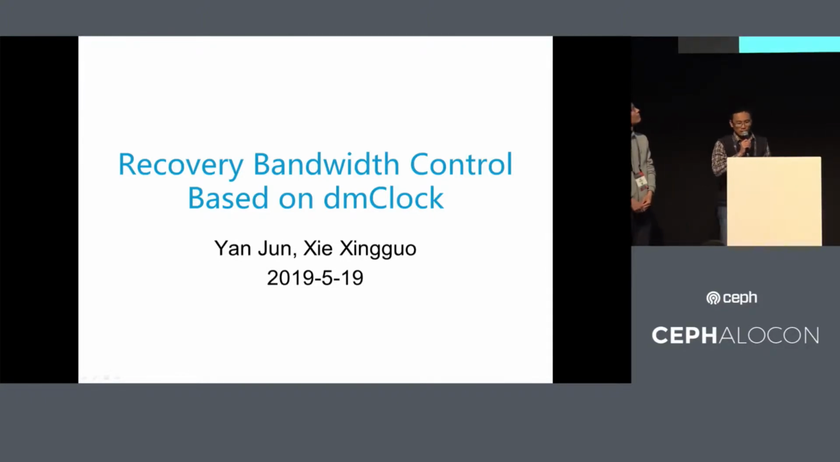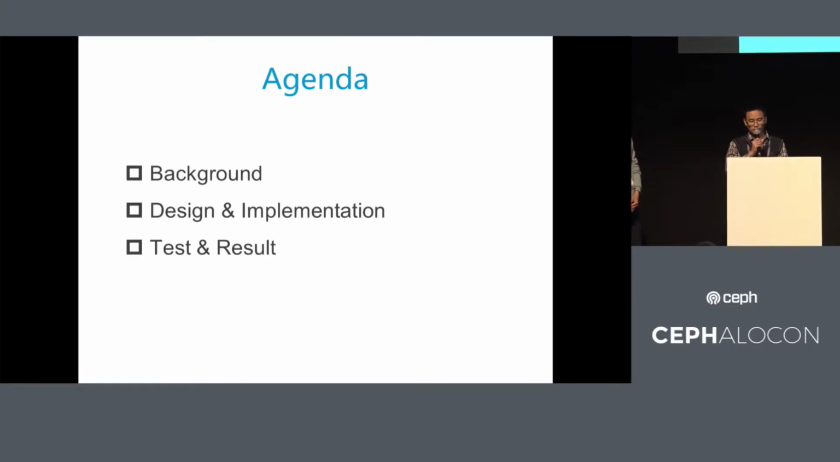Today, we are going to introduce a kind of recovery bandwidth control method that is based on dmClock. There are three parts in this topic: the background, design and implementation, test and result. Let's talk about the background first. What's the problem we are going to solve?